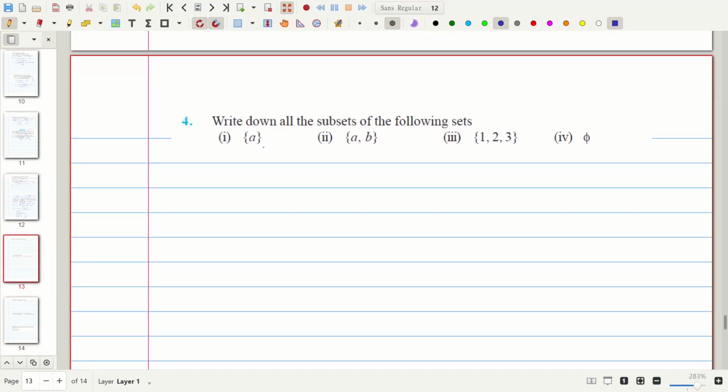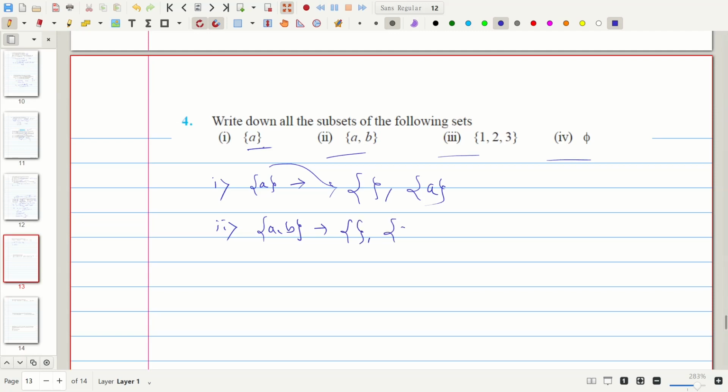The fourth one, we have to write in subset forms. So I am writing A in the form of subsets. What are the subsets of this? The empty set is a subset, and A itself is also a subset of the given problem. And for AB, what are the subsets? One is the empty set, and we can write A independently, B independently, and also both together.